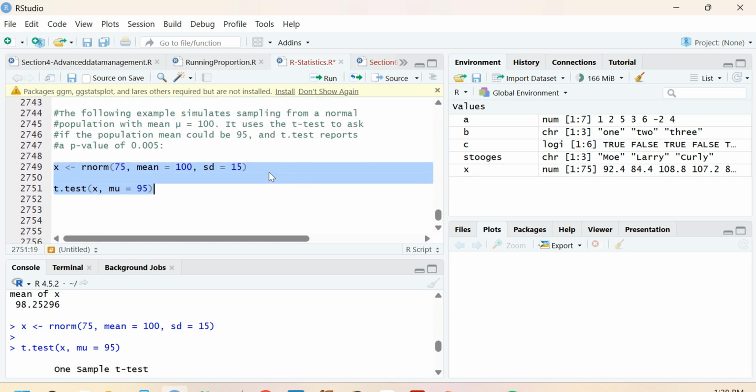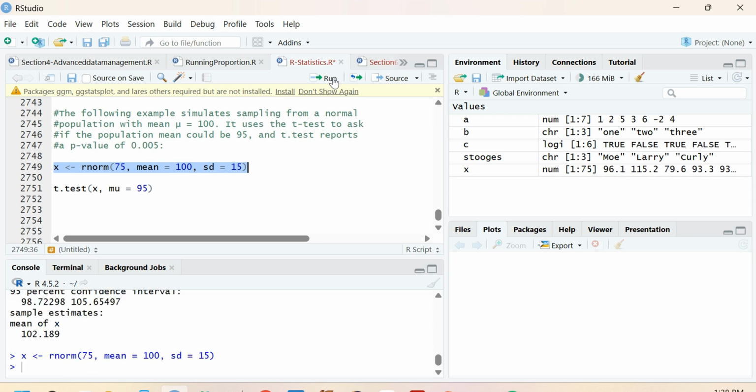Then we go to RStudio to show how to implement it. Actually, it's very easy to do. We just create a random sample of 75 numbers from the normal distribution with mean 100 and standard deviation 15. Then we can use the t-test on this sample vector, with mu 95. So we want to test whether, from this sample, it is correct that the null hypothesis holds that the population has the mean value 95.